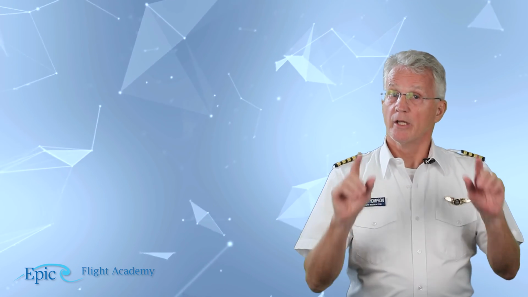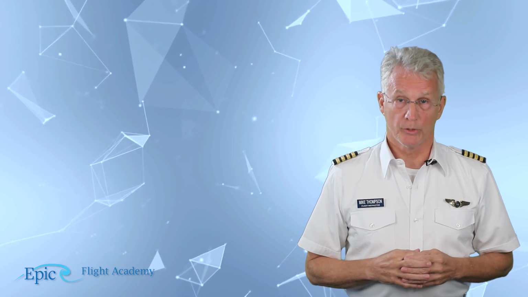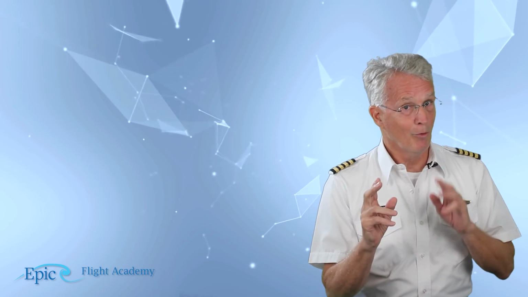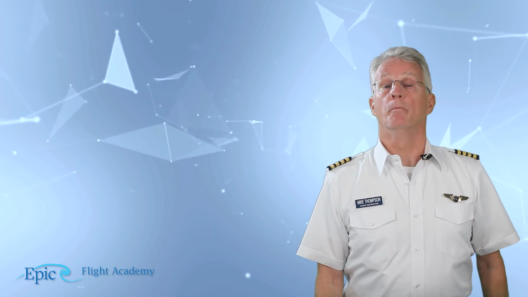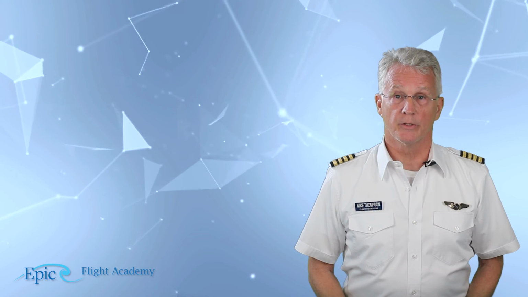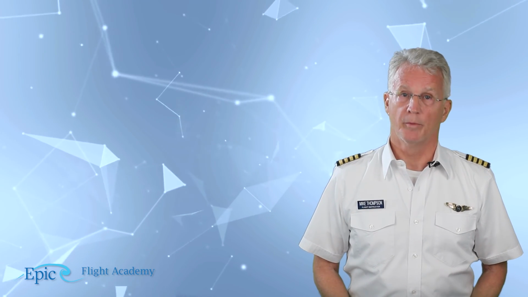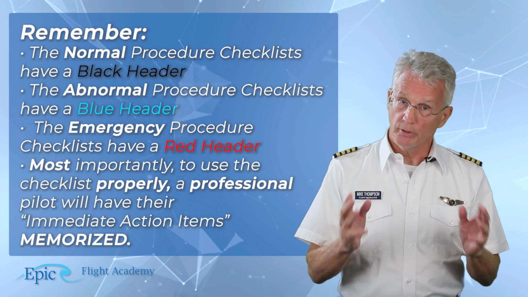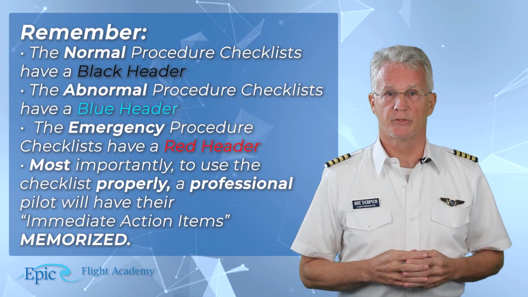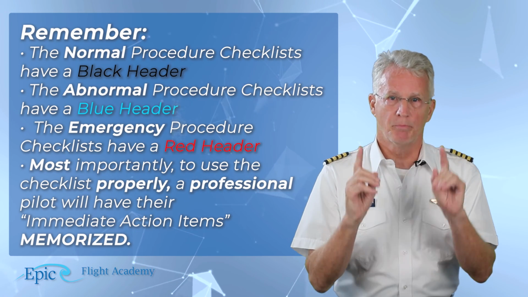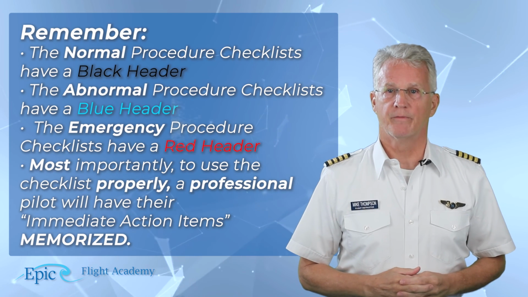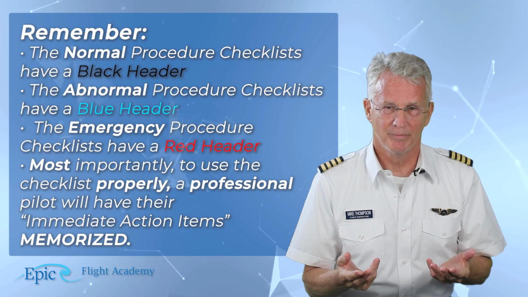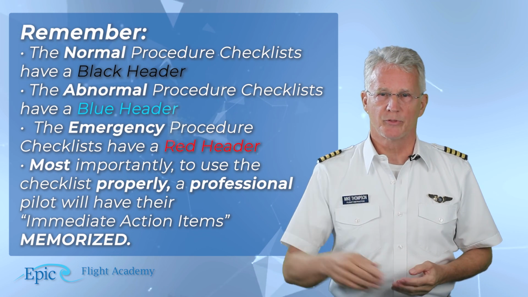Well, folks, that covers some of the abnormalities and emergencies that we might encounter in the Cessna 172S, but we have by no means covered all of the various checklists. So please be sure to review all the checklists for your airplane. Remember, normal procedure checklists have a black header. The abnormal procedure checklists have a blue header. The emergency procedure checklists have a red header. And most importantly, the use of the checklist properly by a professional pilot, they will have their immediate action items memorized.